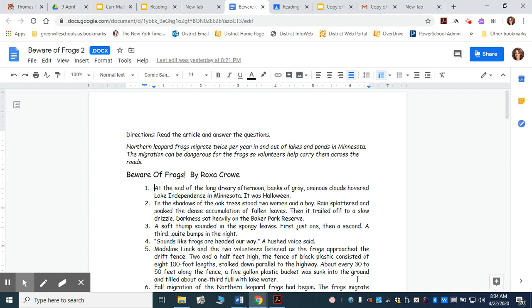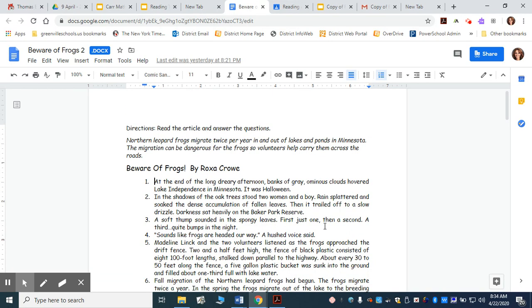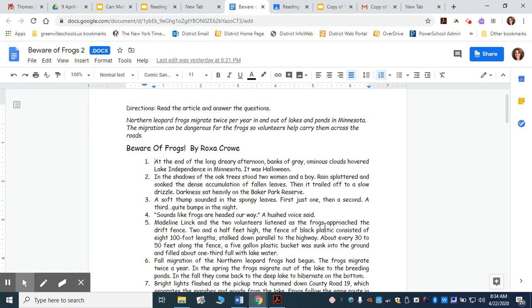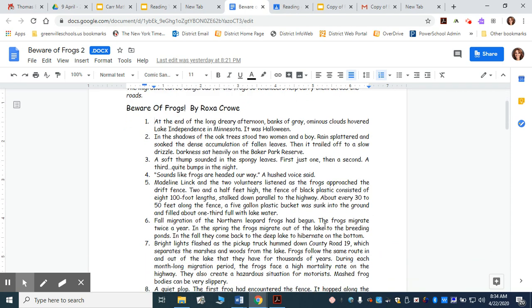All right, now let's try this together. We read Beware of Frogs twice already. Did we notice any words that repeated? I'm going to look through here and see some words. Now I have my copy pulled up right here, and I'm going to look for words that repeat. At the end of a long, dreary afternoon, and you guys have a copy from yesterday if you want to pull it up and work with me, and you can highlight.